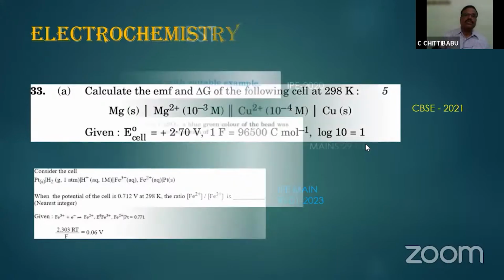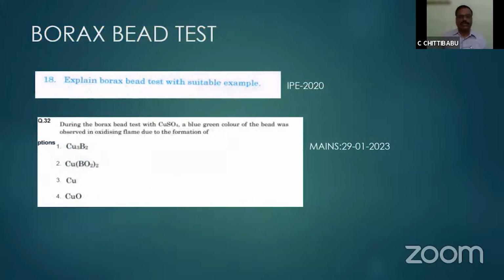I will go to just one more question. Still, a lot of things are there to be discussed, because time is also constrained. Now, let us see the borax bead test. Everybody knows that the borax bead test was given as a 4 marks question in IPE 2020. That was given in the mains 29th 2023 paper. I have taken a sample of one question only, sir. Such questions appeared in many of these examinations.